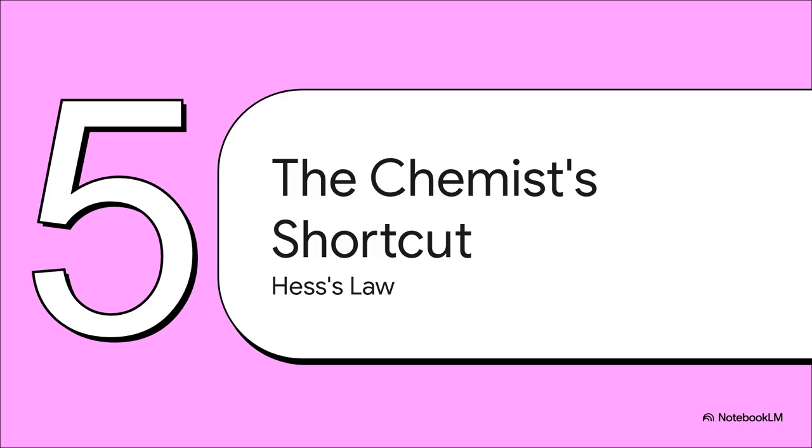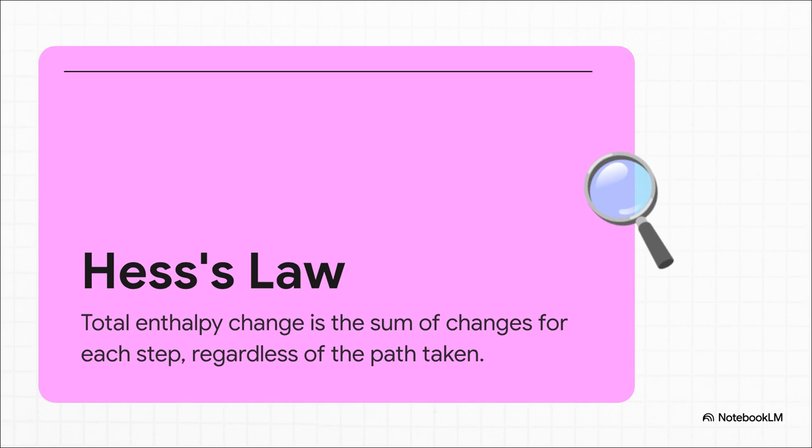All right, now for the big payoff. Remember how I said that enthalpy being a state function was a game changer? This is exactly why. It gives chemists a kind of superpower, a brilliant shortcut known as Hess's law. Hess's law basically states that if a reaction happens in a few different steps, the total enthalpy change for the whole shebang is just the sum of the changes for each individual step. And why does this work? Because enthalpy is a state function. The specific route just doesn't matter.